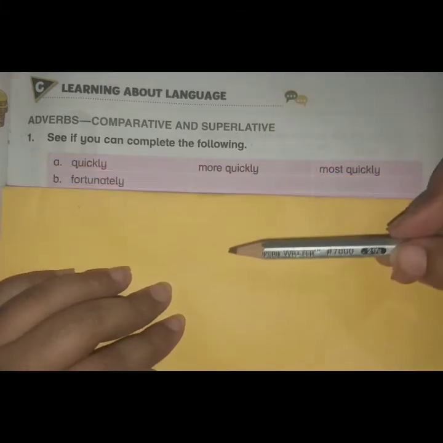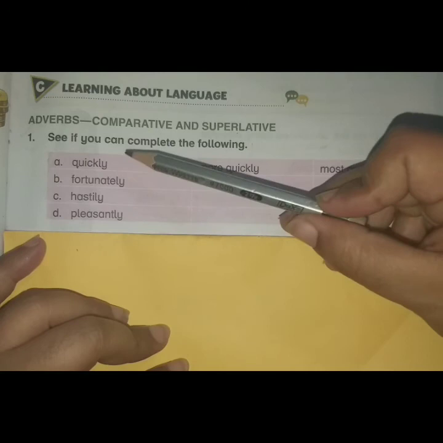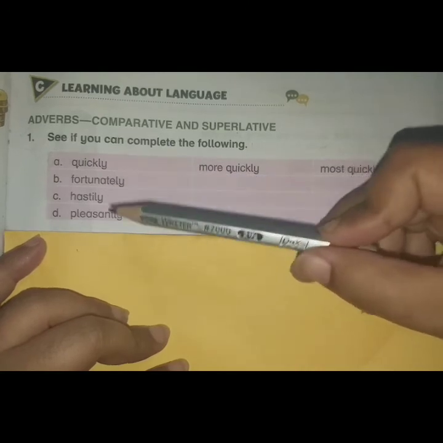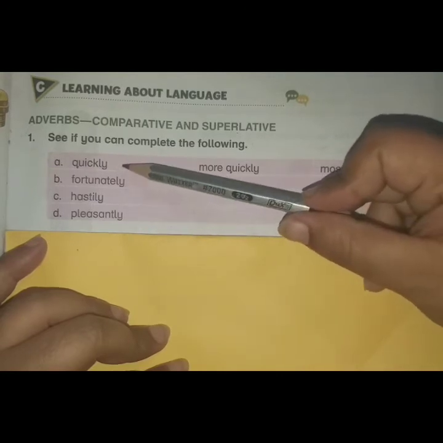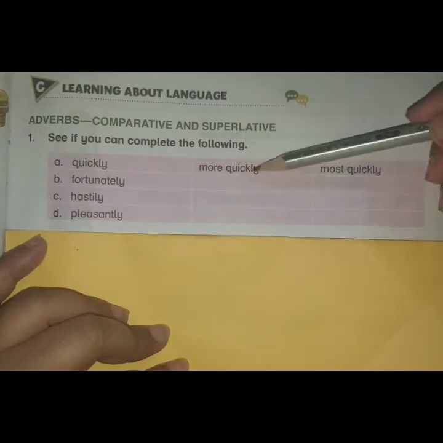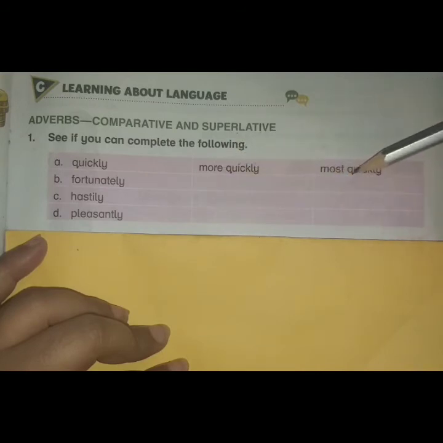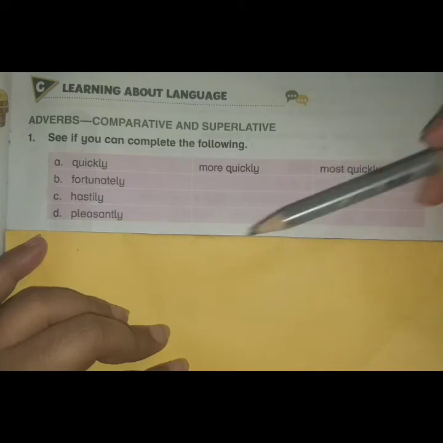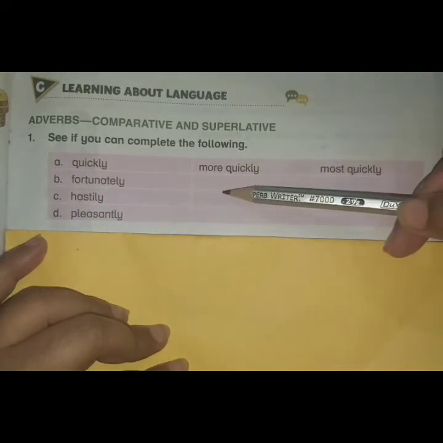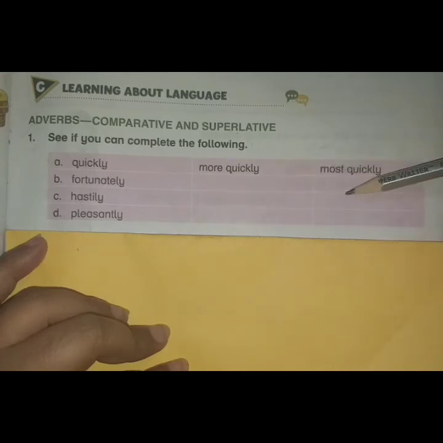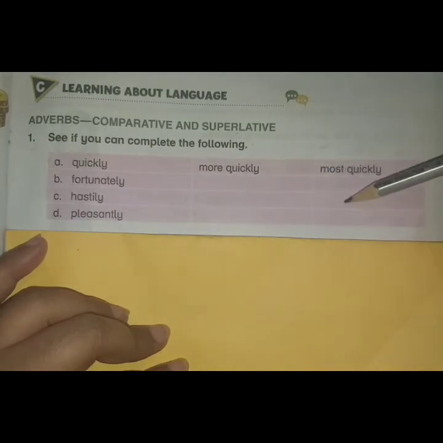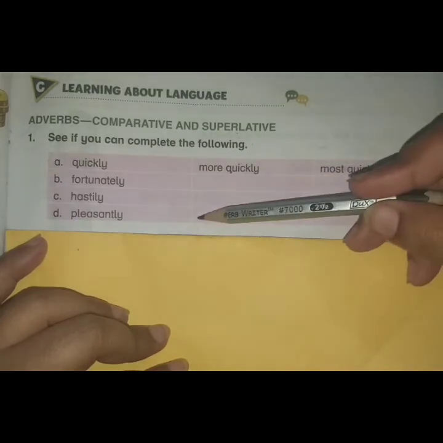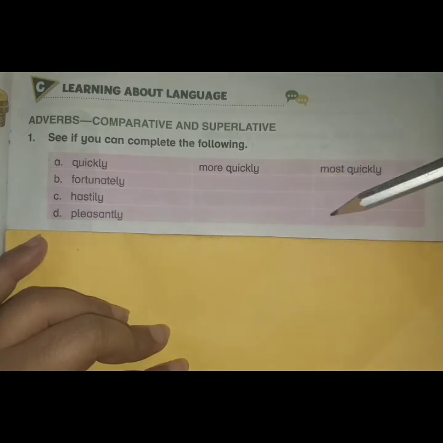Okay. Here we have quickly, fortunately, hastily, pleasantly. They are ending in ly, so we are going to use more and most. More for the comparative and most for the superlative. Fortunately, more fortunately, most fortunately. Hastily, more hastily, most hastily. Pleasantly, more pleasantly, most pleasantly.